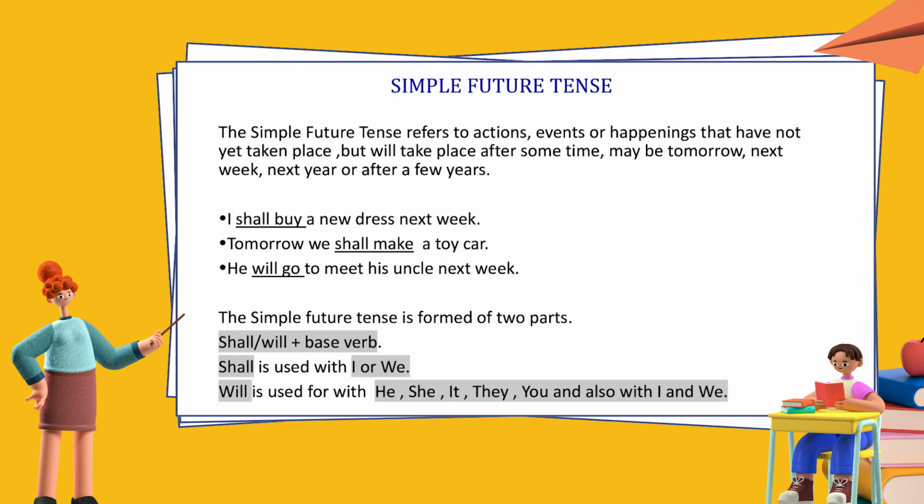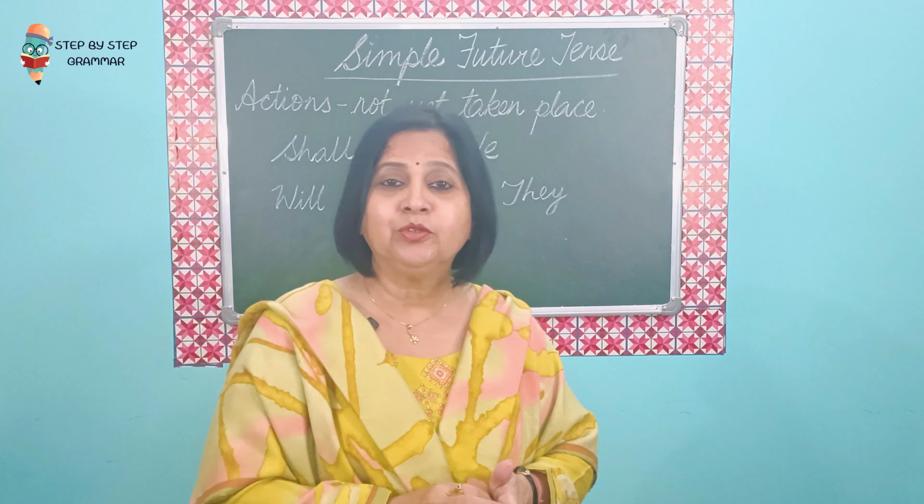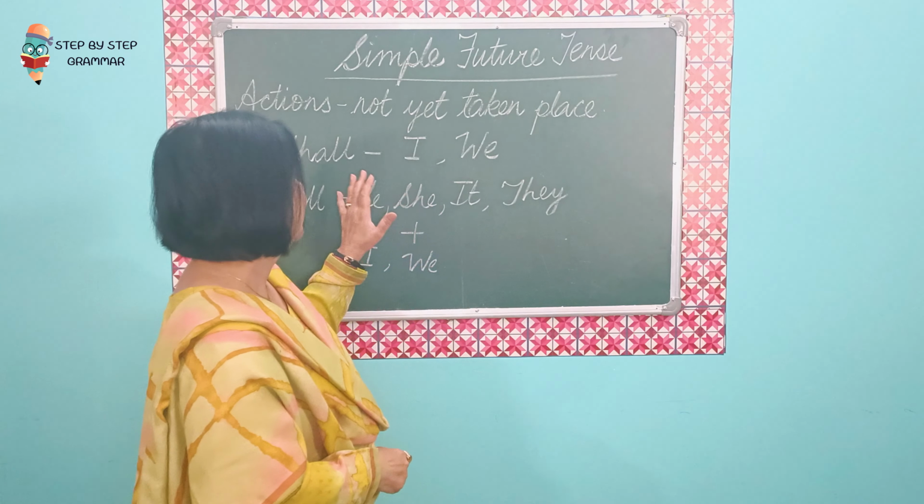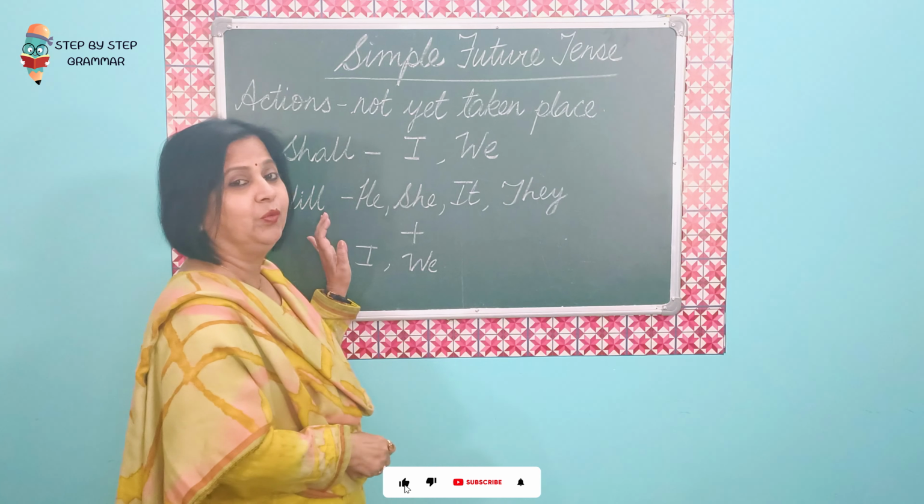As you can see in the examples, I shall buy a new dress next week. Tomorrow we shall make a toy car. He will go to meet his uncle next week. So you can see the underlined words shall buy, shall make, and will go. So what are we basically using? We are basically using only two words, that is shall and will.